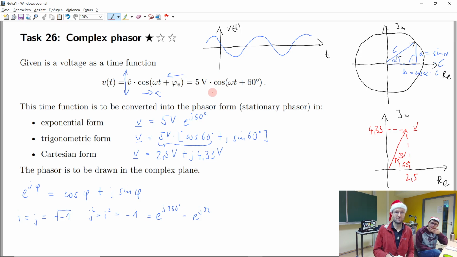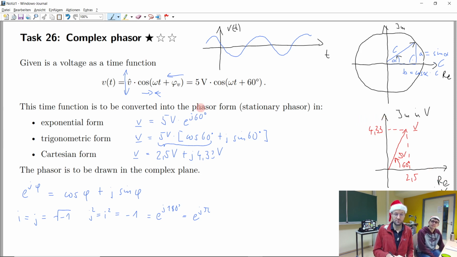Okay, and there's a question. Yeah, just a question. How does one denote an imaginary number to have a unit? Yeah, so here we could say this is the imaginary axis also in volt. Okay. It would be better to add this, to say this is the imaginary part in volt, this is the real part in volt.